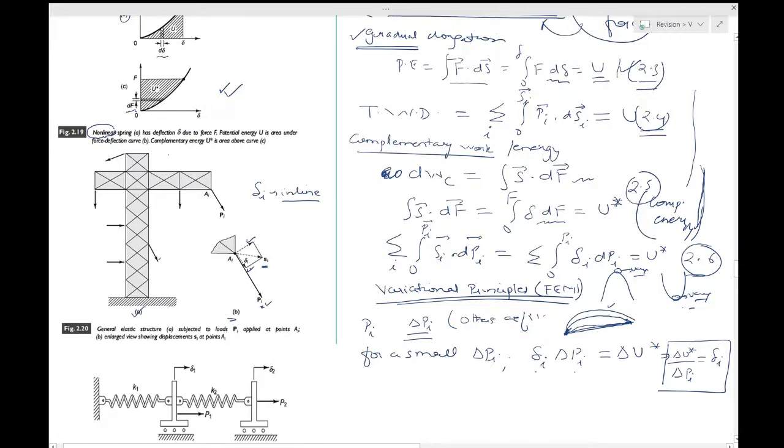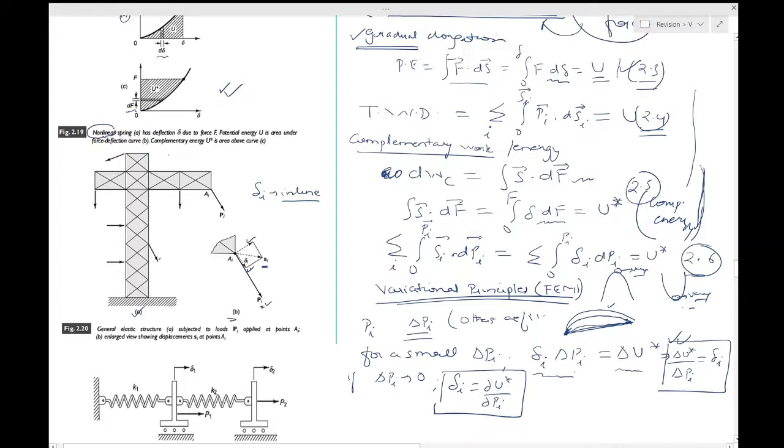So an increment in this external work will show up as an increment in the complementary energy of the system. The energy of the system was U star, and now it has become U star plus delta U star. So in the limit, if this increment tends to 0, you can write that delta i is equal to dou U star by dou Pi.